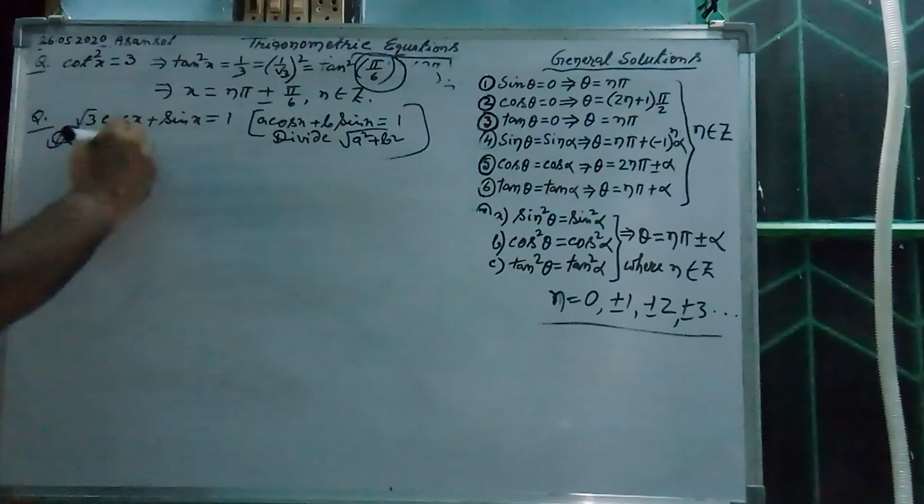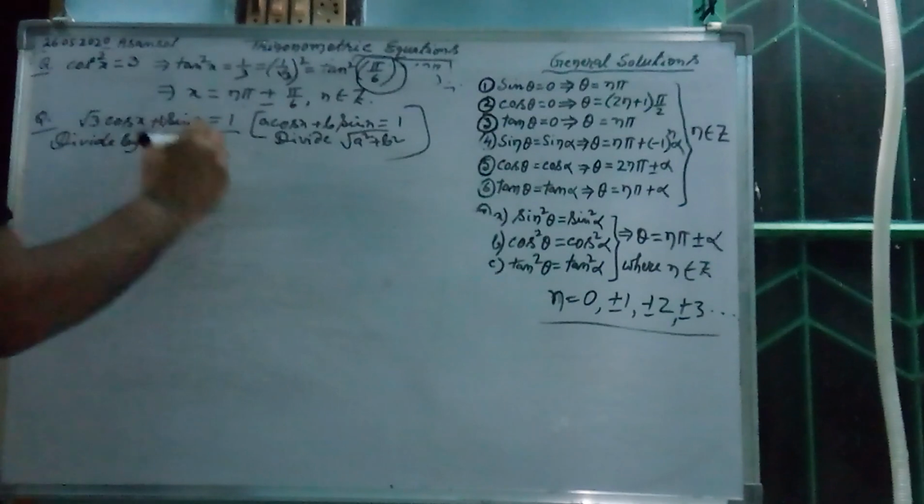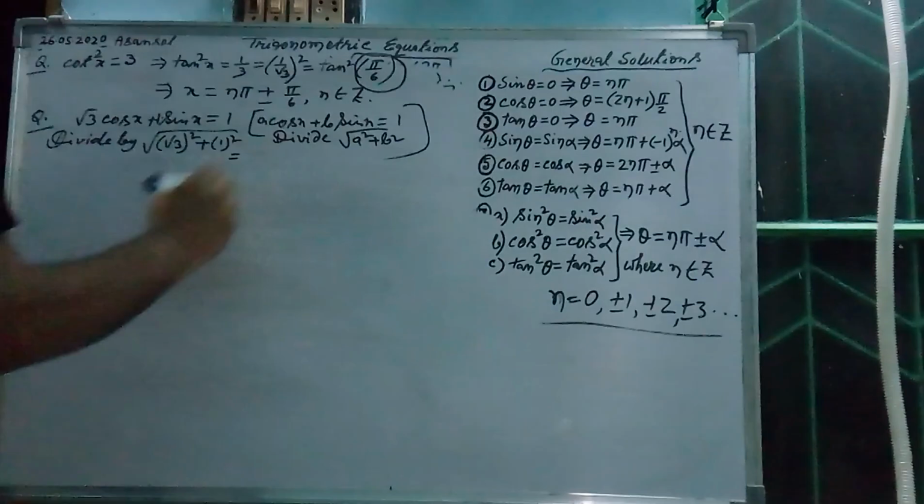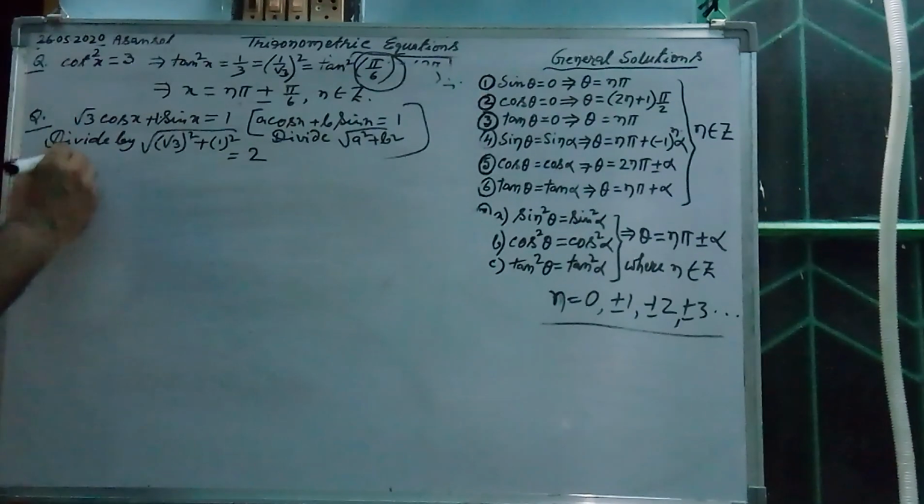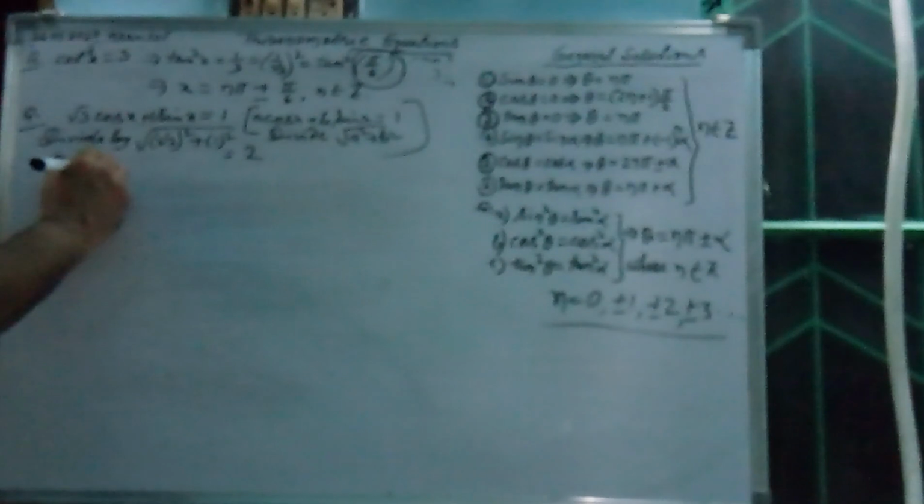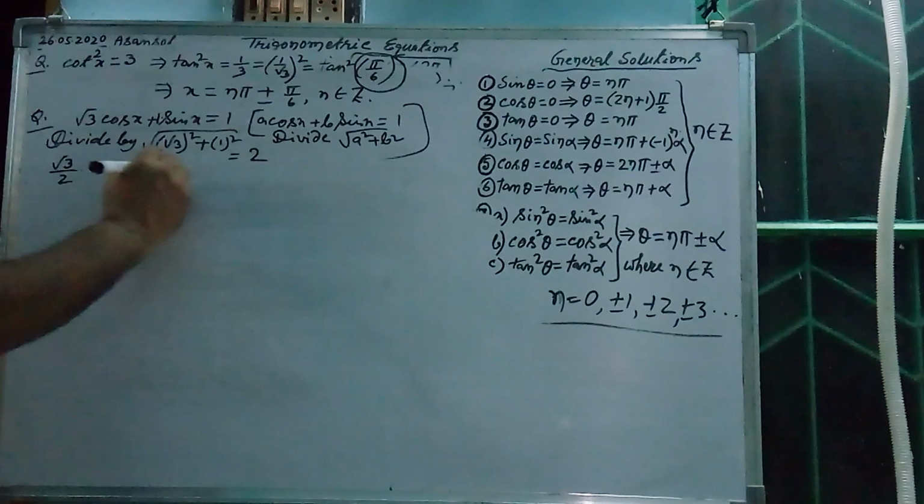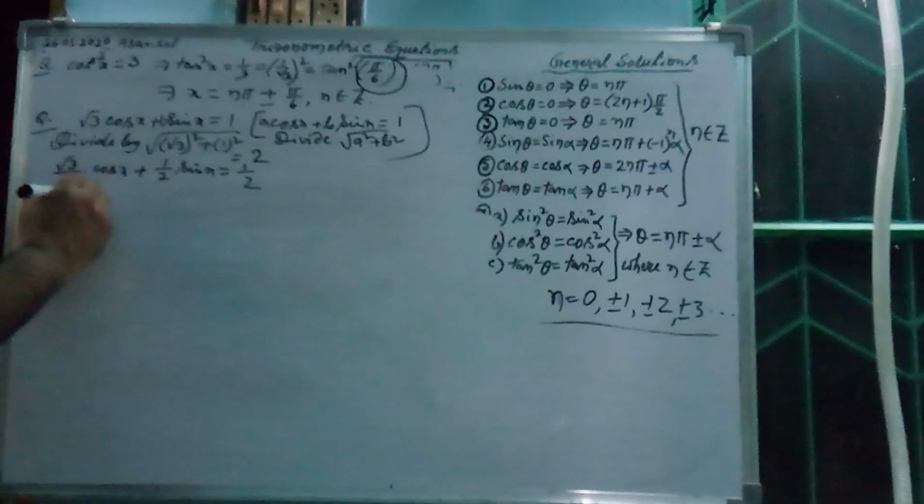So here we divide both sides by square root of root 3 square plus 1 square, that is equal to root over 4, that is equal to 2. We get root 3 over 2 cos x plus 1 by 2 sin x is equal to 1 by 2. This implies root 3 by 2 is the value of cos pi by 6.